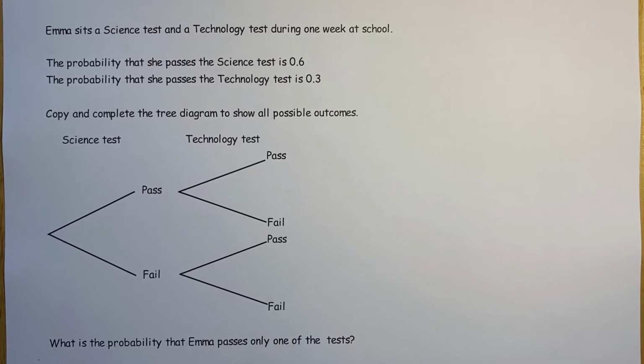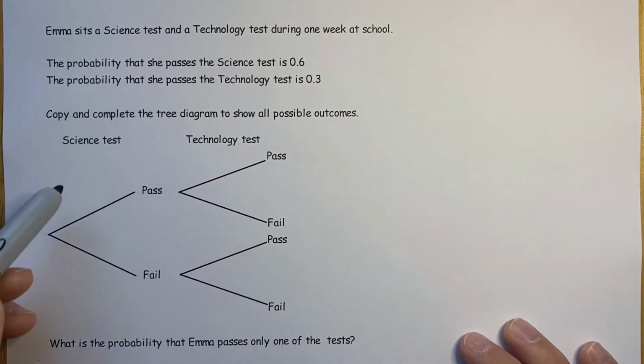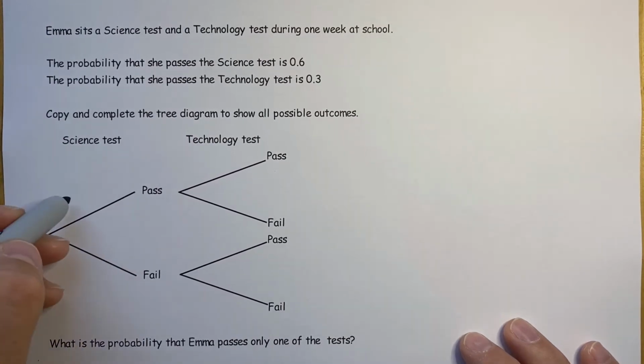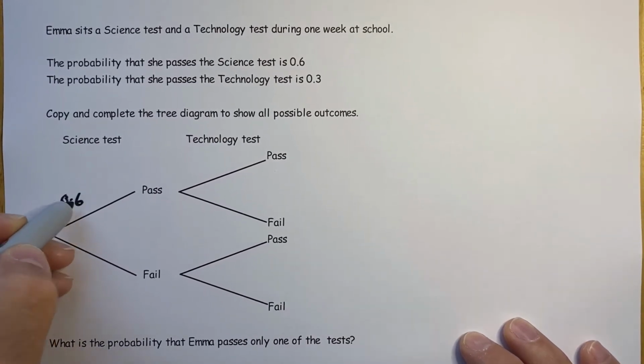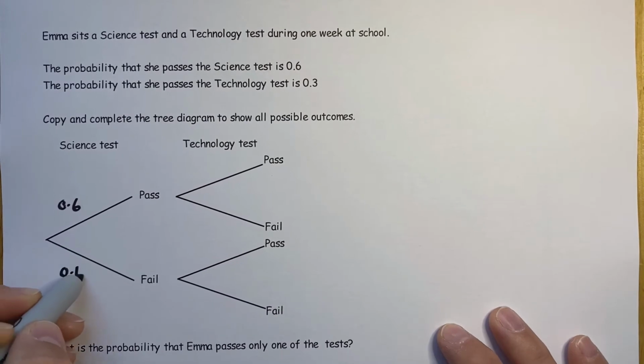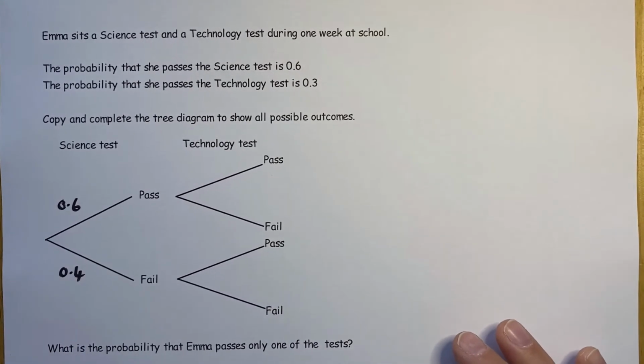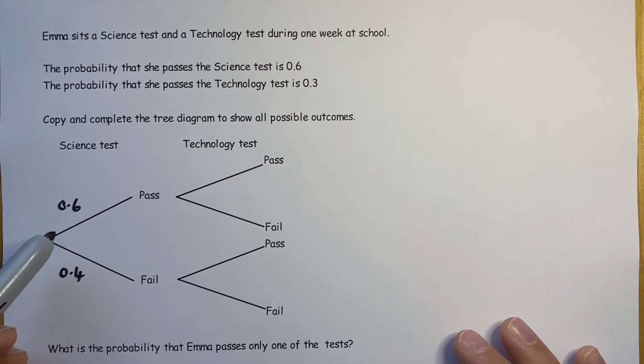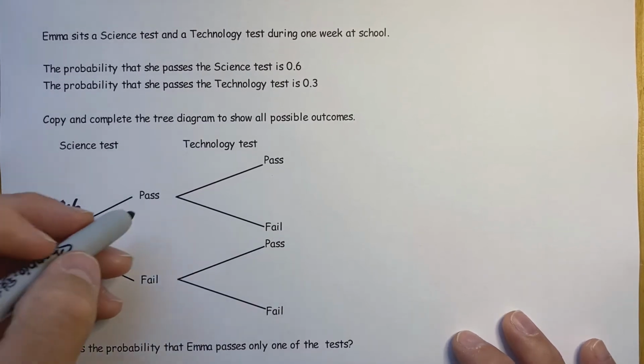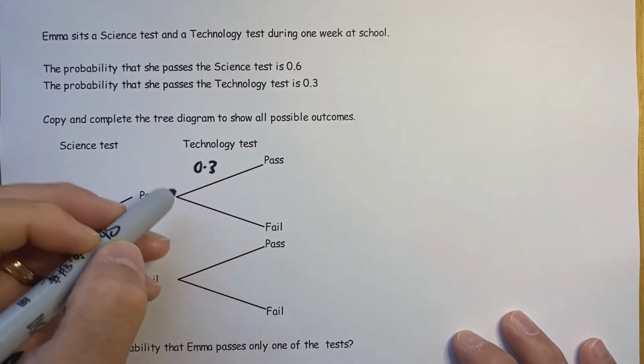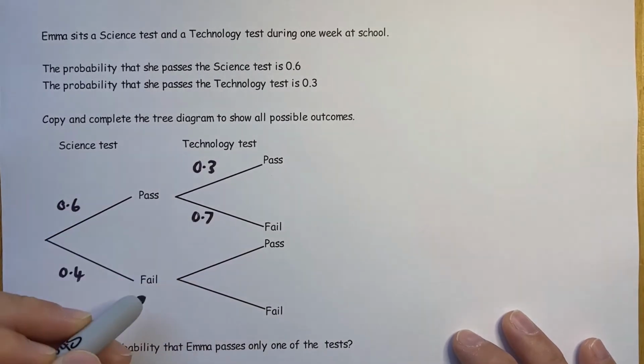So here's another tree diagram question, but this time we are looking at the probabilities written as decimals. We're told the probability that Emma passed her science test is 0.6. So that means the probability that she fails is 0.4, because as I said in the previous lesson, total probability must add up to 1. 0.6 and 0.4 does add up to 1. Technology, the probability that she passes a technology test is 0.3. So the probability that she fails that is 0.7.